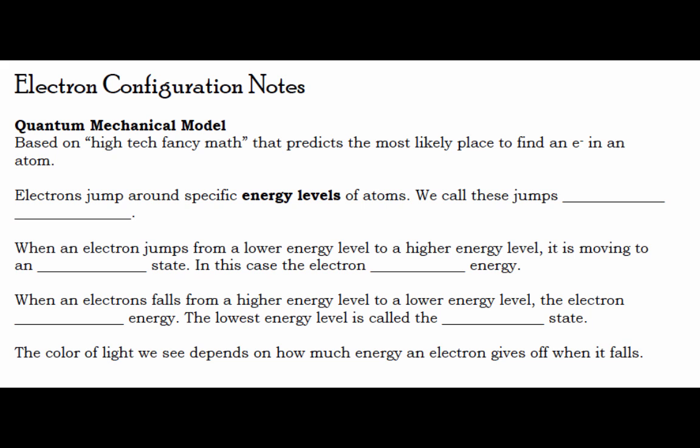Electron configurations tell us where electrons can be found around the nucleus in an atom. Electron configurations are based on the quantum mechanical model, which is based on calculus that we're not going to worry about in this class, but it predicts the most likely place to find an electron in an atom. Electrons jump around specific energy levels of an atom. We call these jumps quantum leaps.